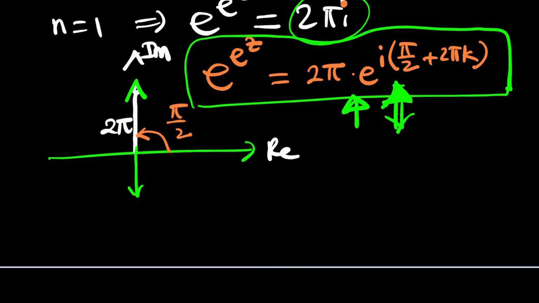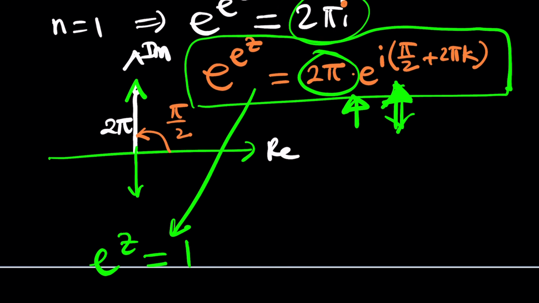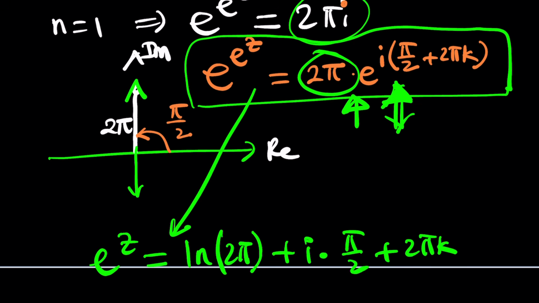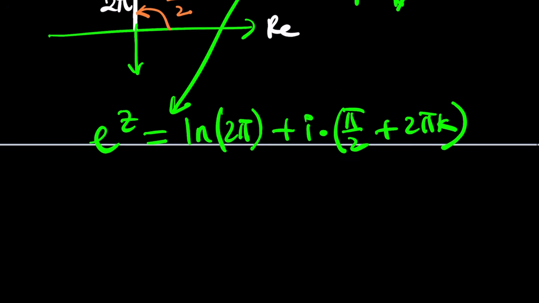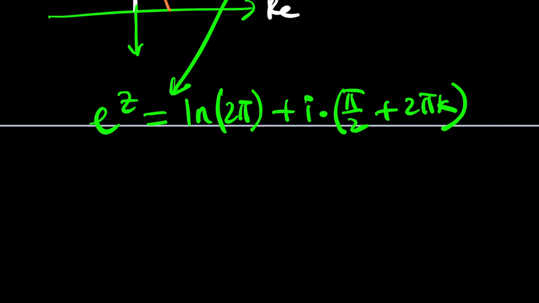All right, great. So let's go ahead and take this. Natural log both sides. It's going to give us e to the z. When I natural log that, it's going to be ln of 2 pi, which is a real valued ln, plus i times pi over 2 plus 2 pi k. Easy. Once you ln both sides, you'll get rid of some of the exponentials, not the whole thing, because we still have e to the z. All right. One more step. If we can natural log both sides, we should get the answer.